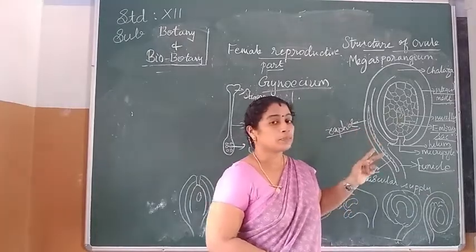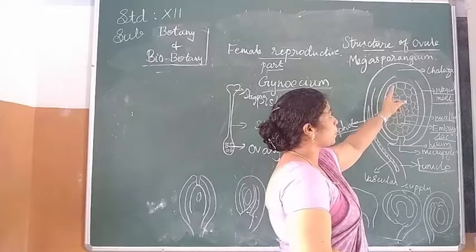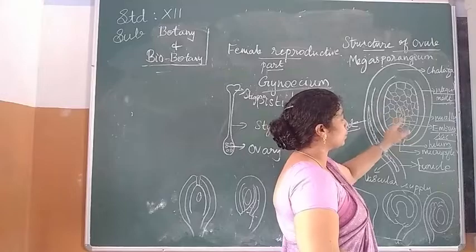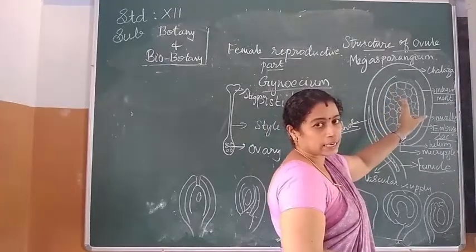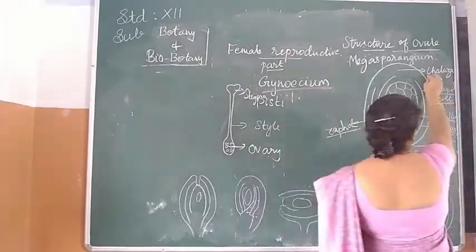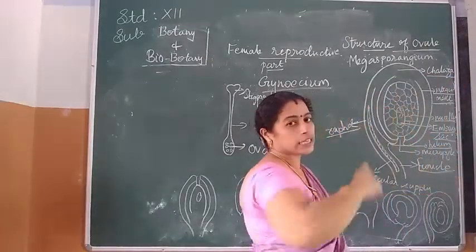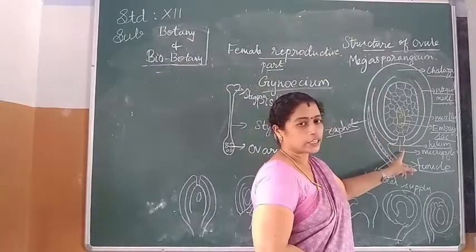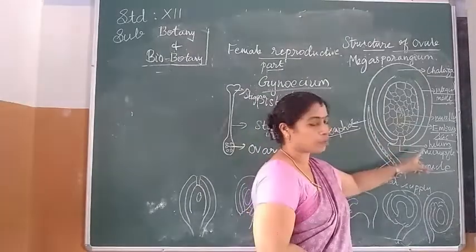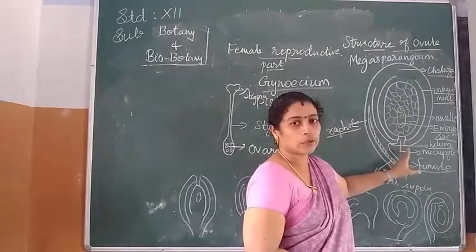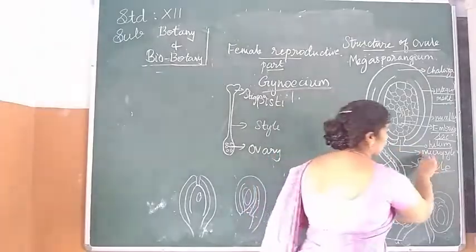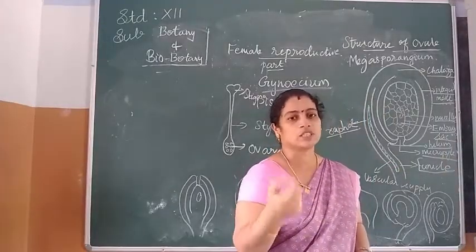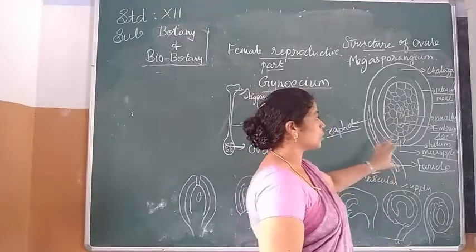bitegmic. The next one: the place where the funicle and the nucellus meet is known as the chalaza. Then the integument leaves a small opening known as the micropyle. It is a small opening through which air, water, etc. will enter the seed during germination. So this is about the structure of the ovule.